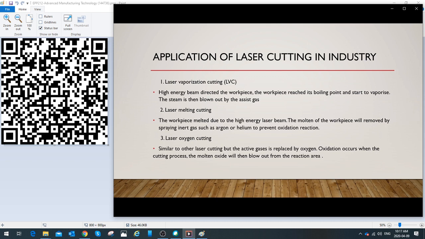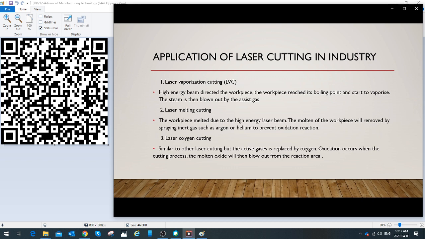And then the applications of laser cutting in industry. First of all, laser vaporization cutting. It works by directing a high-power laser beam into the workpiece. The workpiece starts to boil and vaporize. The vapor is then blown away by the assist gas. The second one is laser melting cutting. Laser melting cutting is similar to vaporization cutting, but the workpiece is only melted, not vaporized. The molten material is then removed by spraying inert gas like argon and helium to prevent oxidation reaction.